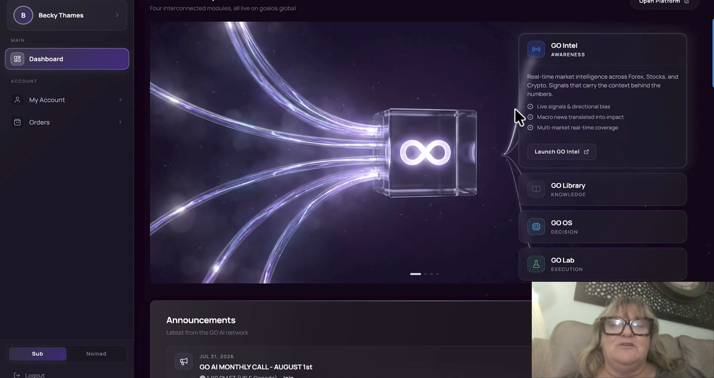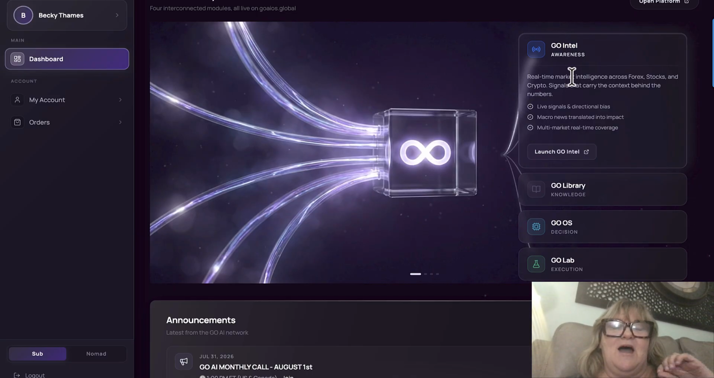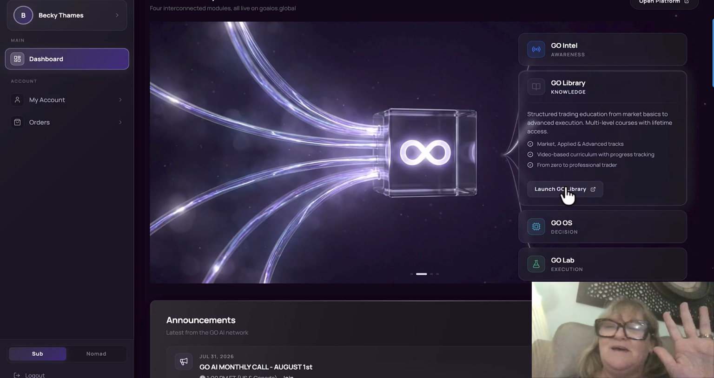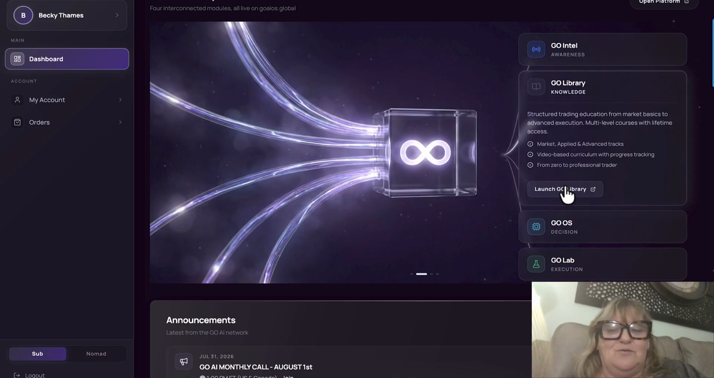So we have GoIntel. This is like real-time market intelligence. This is where we give you live signals and the directional bias of each trade. Then we have the Go library. This is where you start if you're absolutely brand new, don't know what a buy is, don't know what a sell is, and that's exactly where I was 1 year ago. And so this is where you would start.